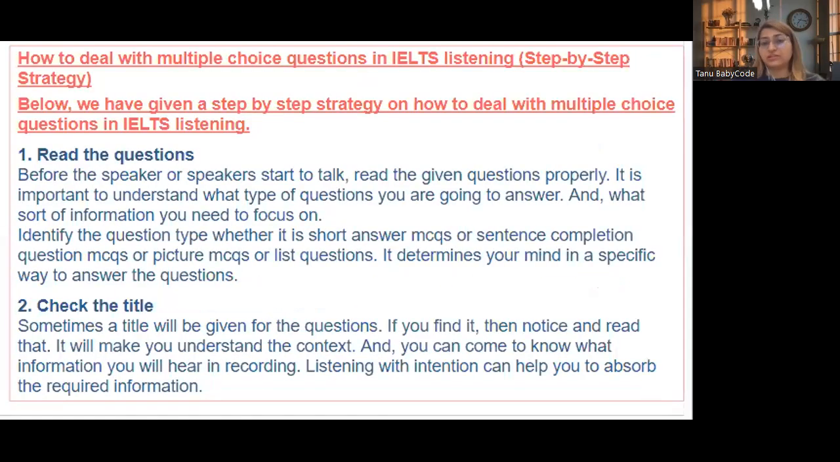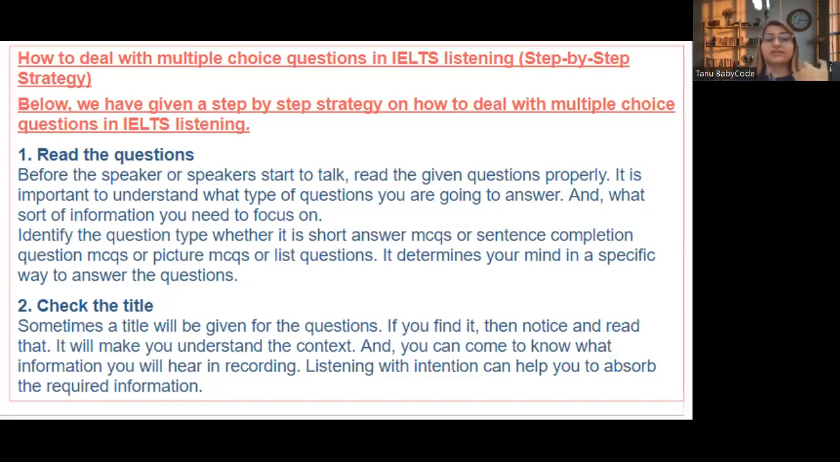Now, how are you going to deal with this? Step-by-step strategy. First is reading the questions. Before speakers start, always read your question. Look at the importance. It is important that you understand what type of question you are going to answer, whether it is a short answer, MCQ, sentence completion, picture, or list, so that it will be in your mind how you have to answer.